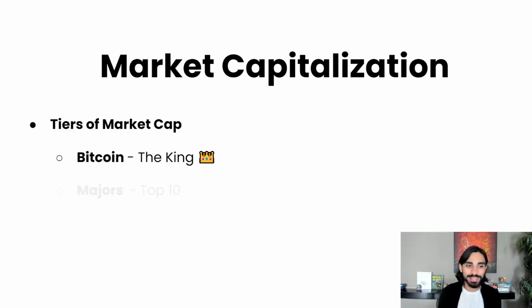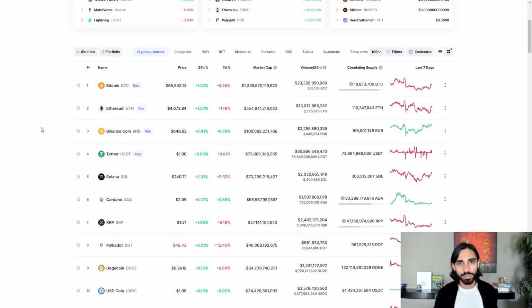So working through the tiers, the next ones that we need to be aware of are the majors. These are roughly the top 10 by market cap. When the price of an asset that holds so much of the market, like Bitcoin, goes up, the whole market tends to go up with it. When Bitcoin goes down, the whole market tends to go down with it.